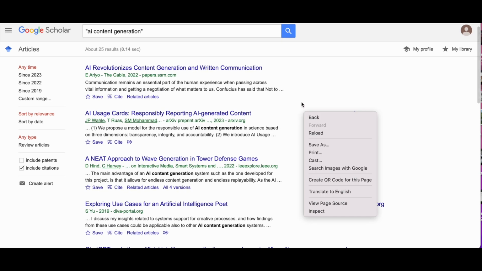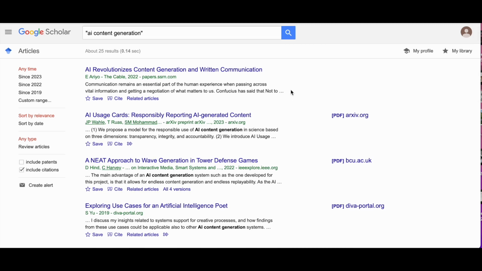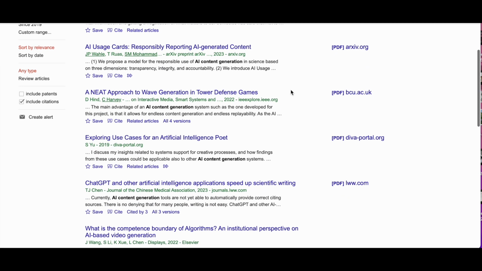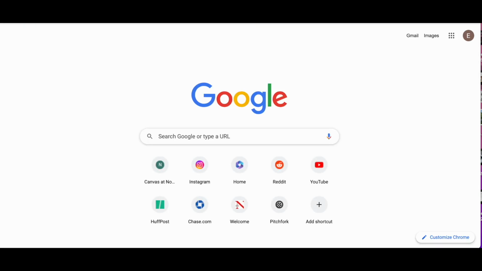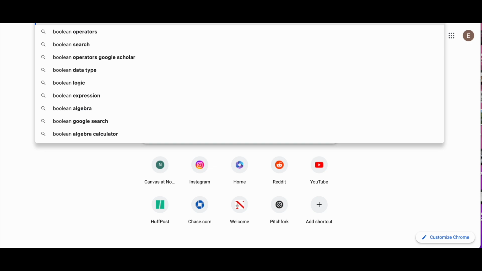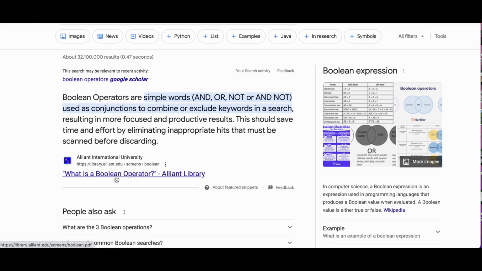So here I put quotes around everything, which means now instead of searching for AI content generation, and content generation, and then just generation, it's going to search for AI content generation all together as one phrase, and it's only going to give me sources that use that entire phrase. That's not the only tool like that. So they call them the Boolean operators.